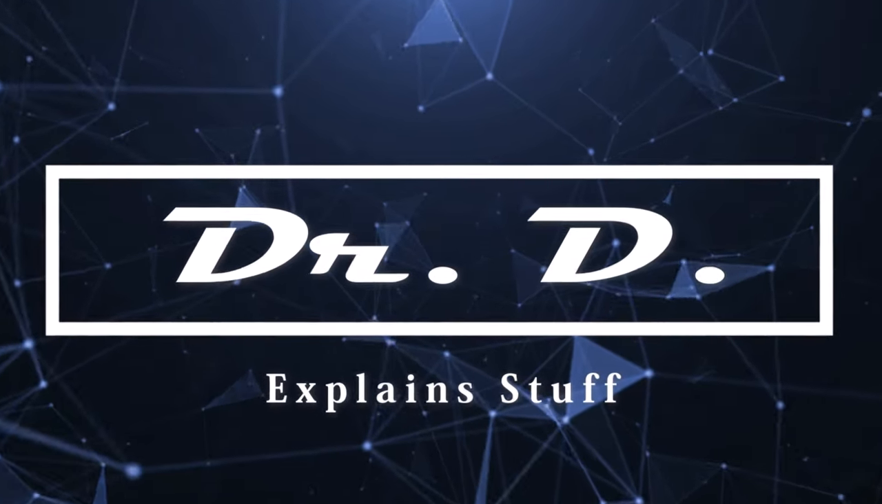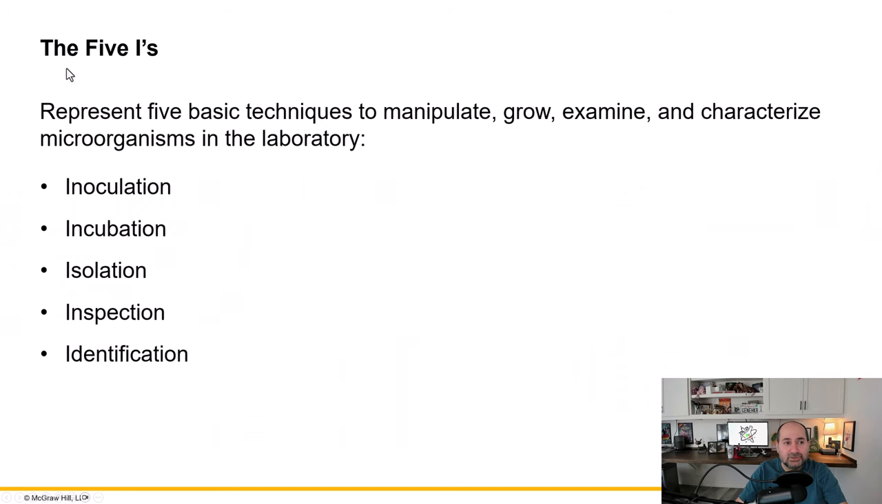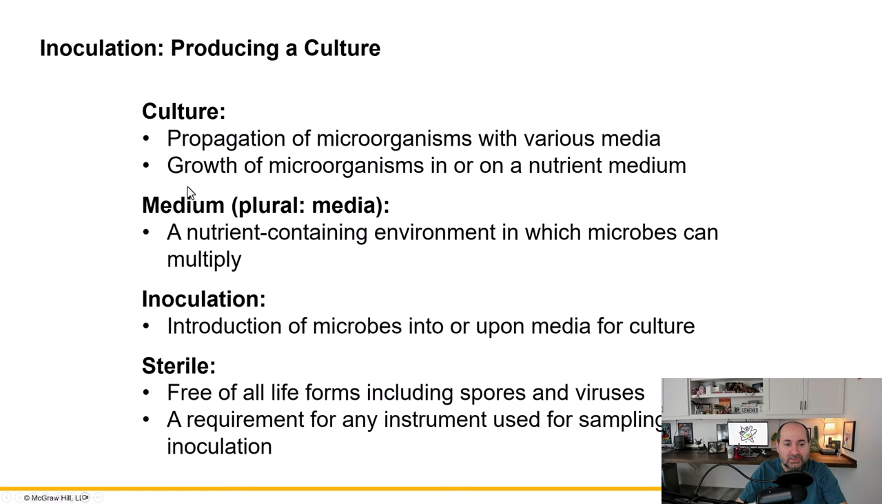We start this chapter by introducing the five I's of the laboratory: inoculation, incubation, isolation, inspection, and identification. These are terms that we need to understand when we're working in the microbiology lab. So let's go ahead and define inoculation first. With inoculation, we're talking about introducing microbes into or upon media for culture.